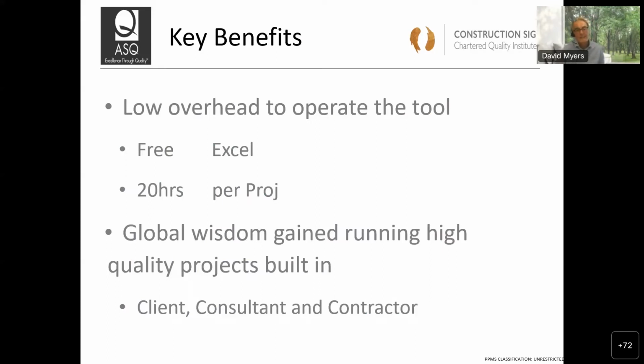And the key thing really is that there's a level of global wisdom built into the tool about how to go about running a high quality project. And it covers client, consultants and contractors. So it provides a holistic view of how to drive quality on a project.